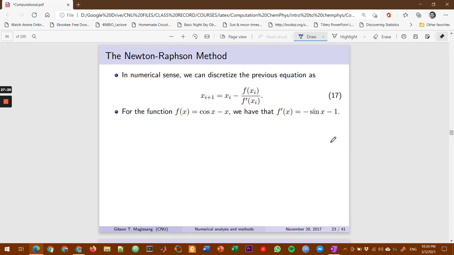Okay. So for example, the previous equation that we solved using bisection, we'll be using the Newton-Raphson method to solve this. So this is the formula. We need to evaluate f of x, meaning this one. Then its derivative, right? The derivative of this is given by negative sine x minus 1. When you differentiate this, this gives negative sine x, and this gives negative 1, so negative sine x minus 1.